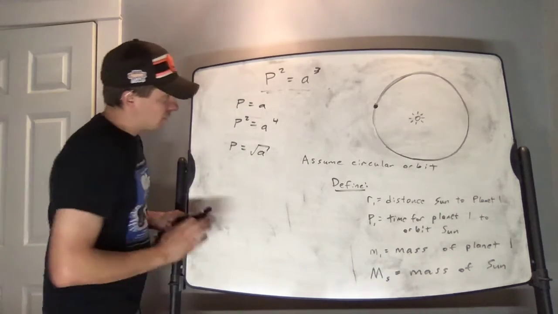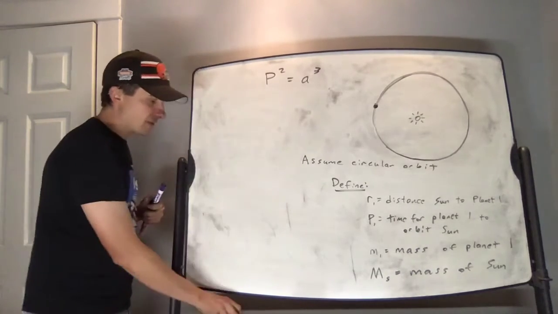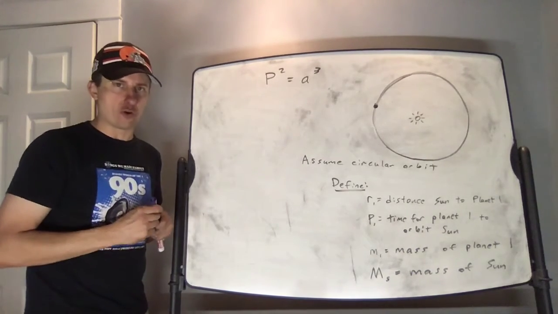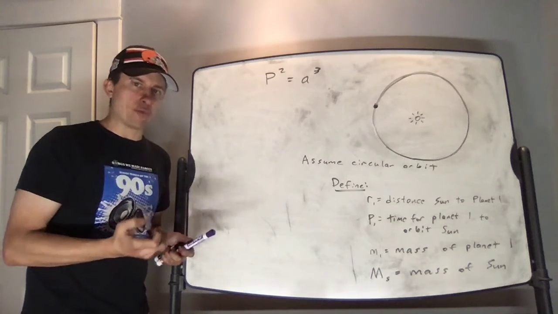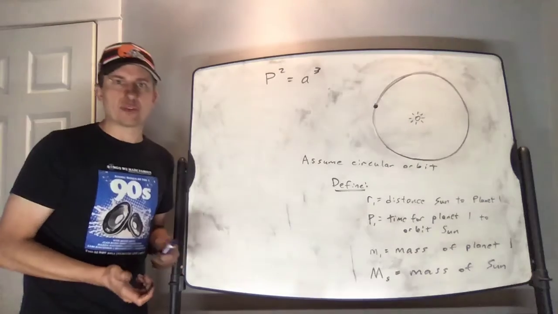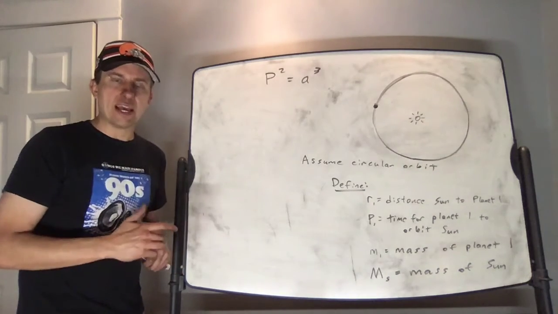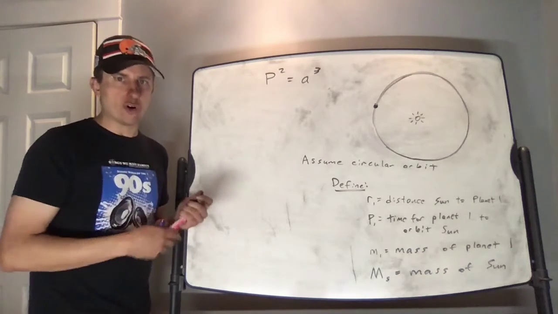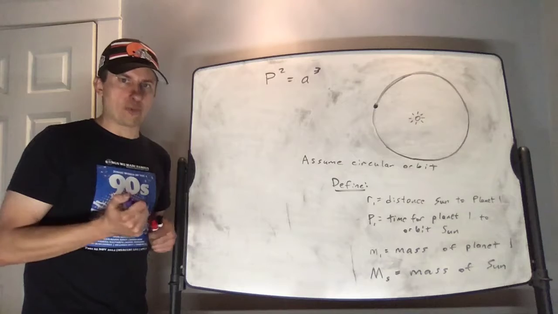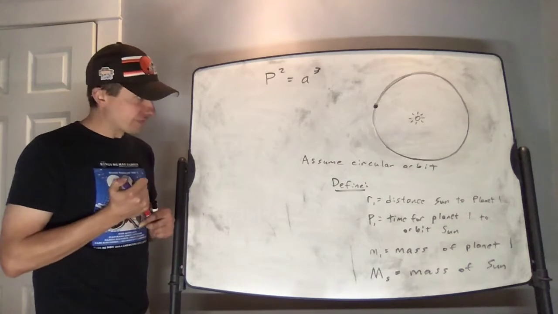So to do that, the first thing I'm going to do is assume that the planet goes around the sun in a circular orbit. All 8 of the planets do actually orbit the sun in elliptical orbits, but a circular orbit is a special case of an elliptical orbit. And also, to a pretty good approximation, the planets do orbit in circular orbits. Not the best approximation, but it's an okay approximation.